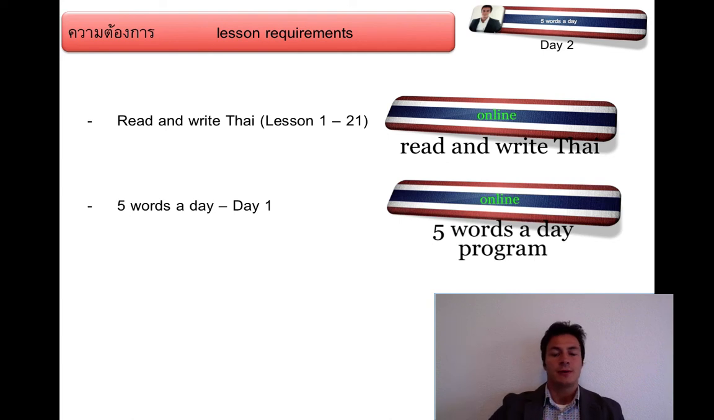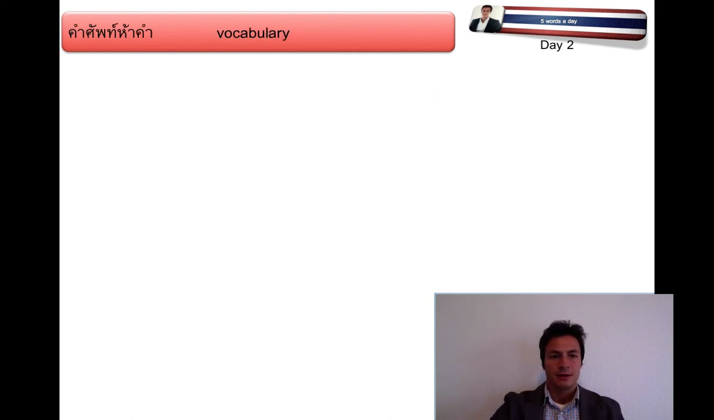5 words a day program. Alright, the 5 words of today are บ้าน, ห้อง, รถ, อยู่ and คุณ.